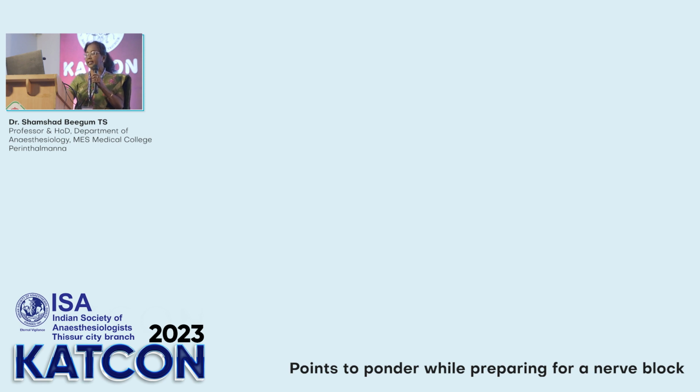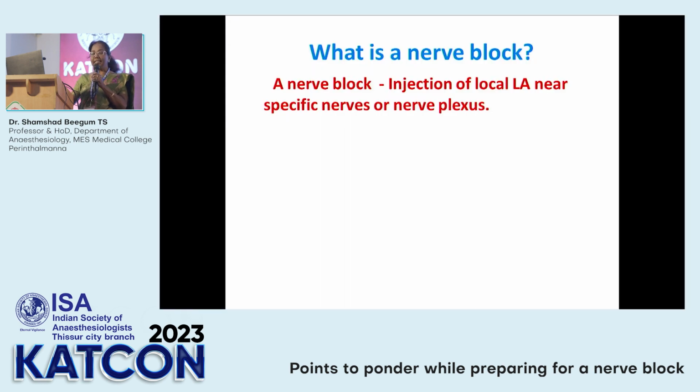I will be discussing under these headings. So we can start with what a nerve block is. And at the end, shall I ask some questions, because I will be talking only for 10 minutes. All of you can come in front. So a nerve block is injection of local anesthetic near a nerve, that is the specific nerve, or the plexuses.